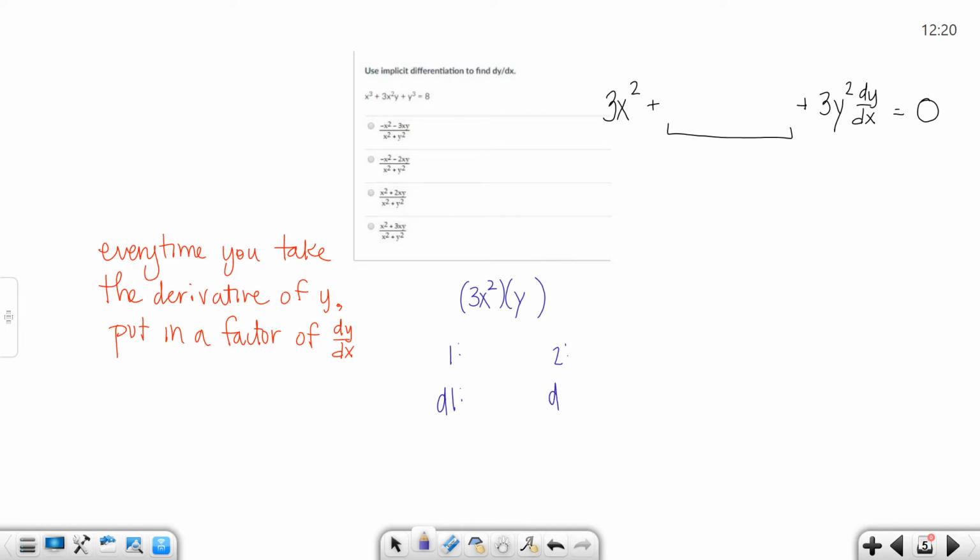So I need to use the product rule. The first factor is 3x squared, and the second factor is y. So the derivative of the first would just be 6x. The derivative of the second, the derivative of y, would be 1. But remember, anytime you take the derivative of y, you have to throw a dy dx in there. The product rule says take function 1 times the derivative of the second, plus function 2 times the derivative of the first. And that's how that piece would look.